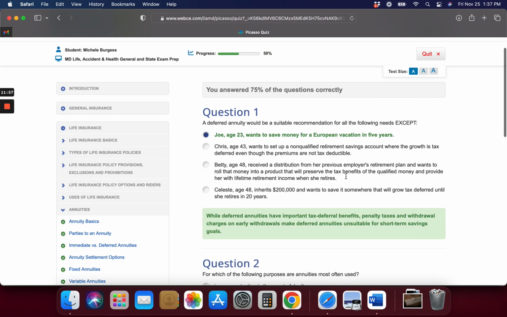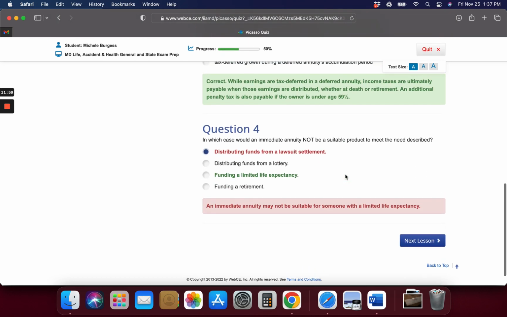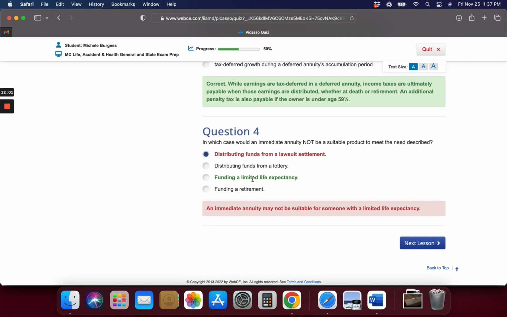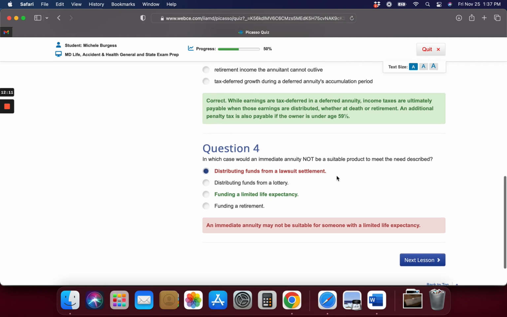All right, so I got one wrong. I didn't do too bad. The last one is funding a limited life expectancy. That is what an immediate annuity would not be suitable for. So if you see those kinds of questions on the test, then you know that is not correct.